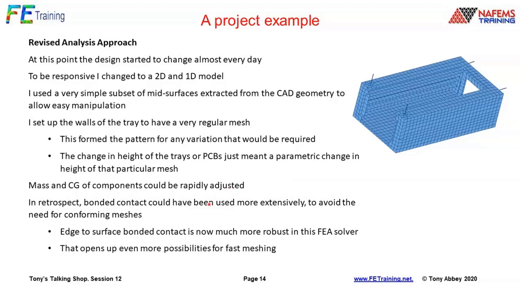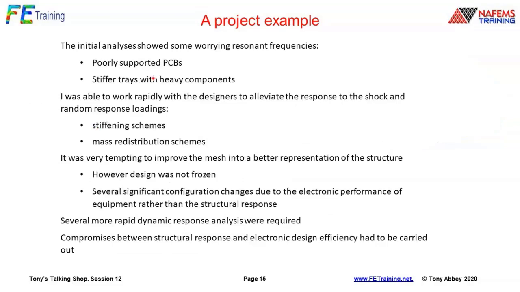I could have used bonded contact on the edges. At that time, I couldn't bond an edge to a surface. Now you can, so with hindsight now, that would be a better way of doing it, make it even faster. But this is the route I was forced down, just to be responsive enough. Now, the initial analysis did show some resonant frequencies strayed into areas, and I had to shift them around. So it's PCBs vibrating. Stiffer trays with heavier components were an issue as well. So working with the designers, it was on the phone a lot saying, no, this is no good. We've got to shift this thing around.